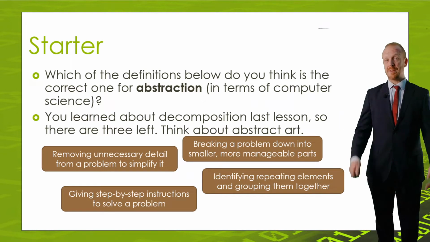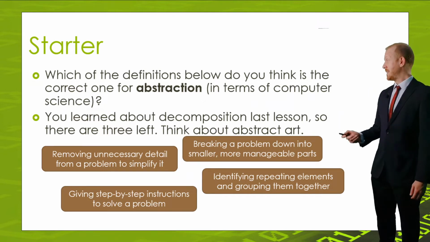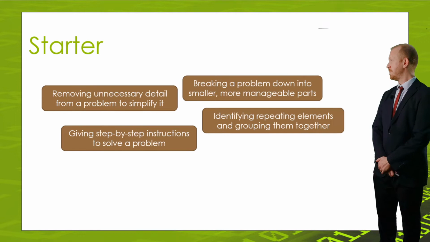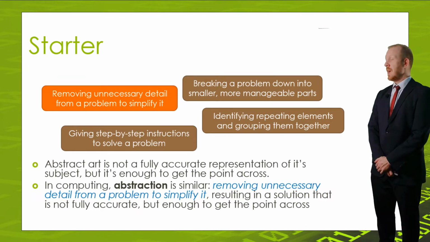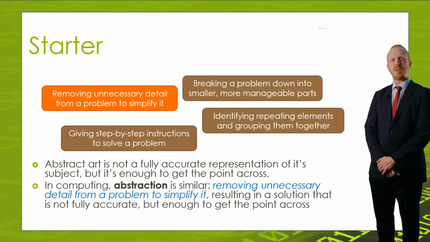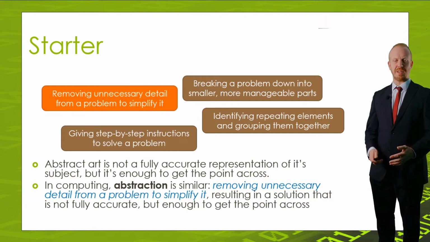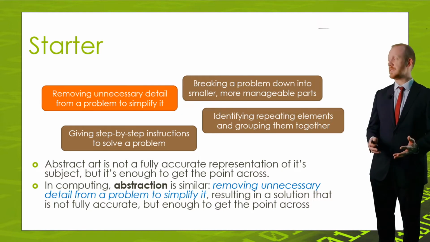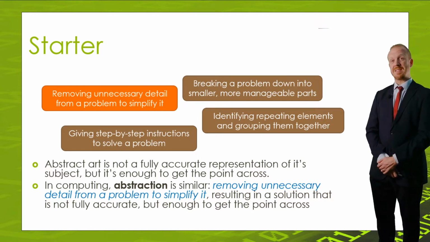Okay, hopefully you've chosen one of these. Let's see if you were right. Abstract art is art where it isn't an accurate representation of the subject. It's got a lot of details missing, but it has enough detail that you can tell what it's meant to be. In computing, it's a similar story.